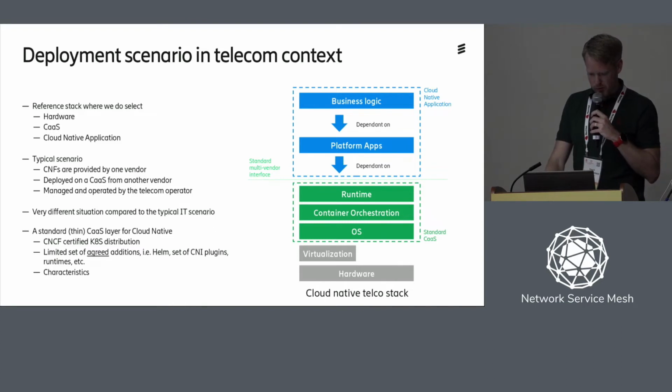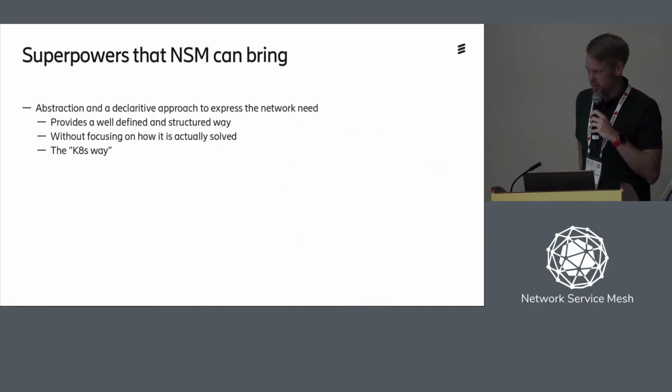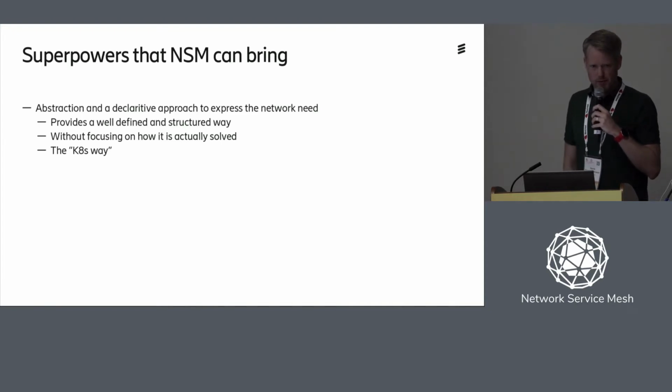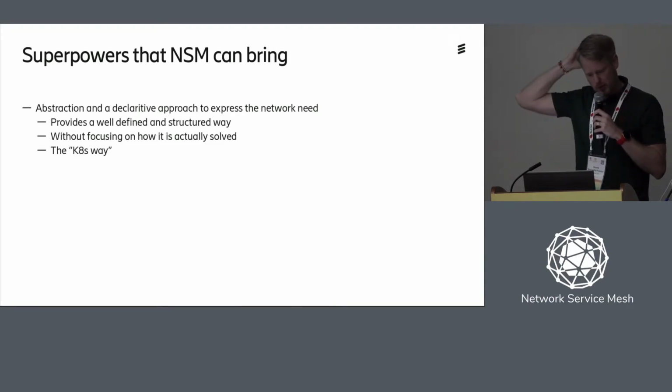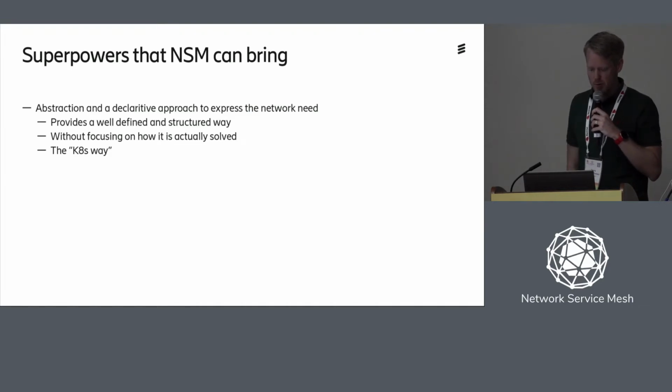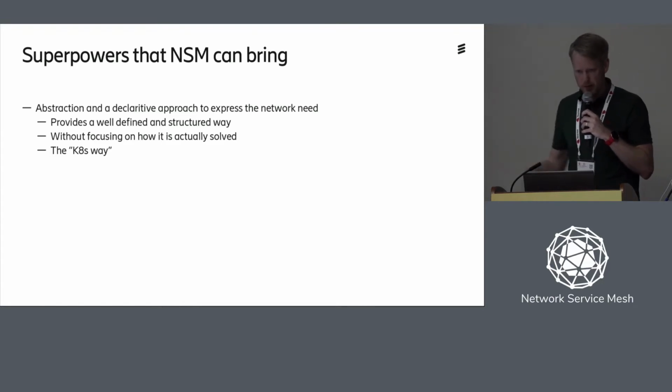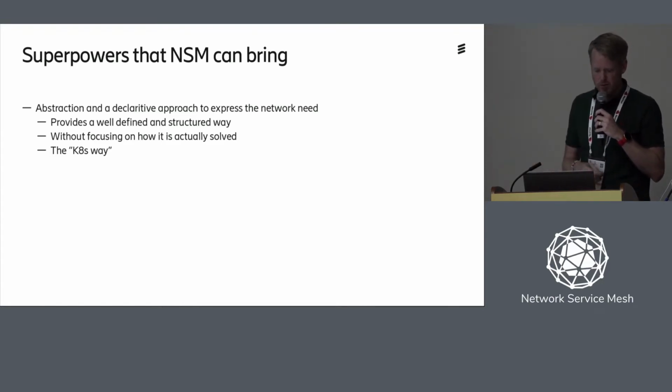So if we try to connect to this kind of superpower that was in the first slide, I think this was already explained, and I think this is already well defined by NSM, but still, we think this is an important aspect. It is this abstraction and declarative approach to express the network needs that we see in the more advanced scenarios that Thomas was providing. And of course, it's a well-defined, structured way to do this. It doesn't really focus on how it's done, you just express your needs. And I think this is very much in the spirit of how Kubernetes does other things.